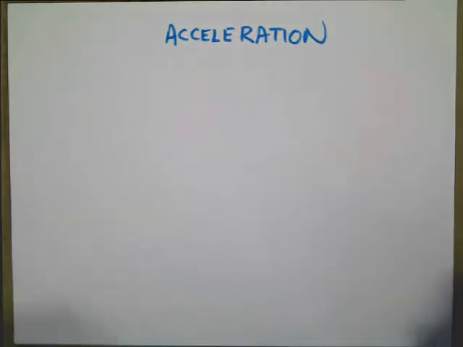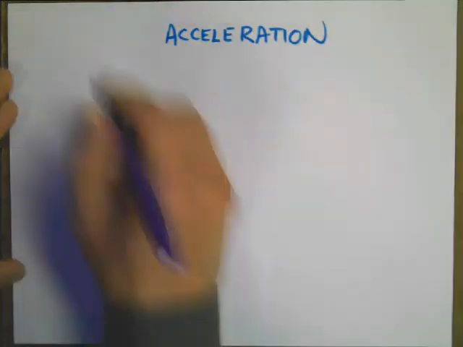So let's start off with a word definition for acceleration. I'll say it first and then I'll write it down. Acceleration is the change in an object's velocity over time.